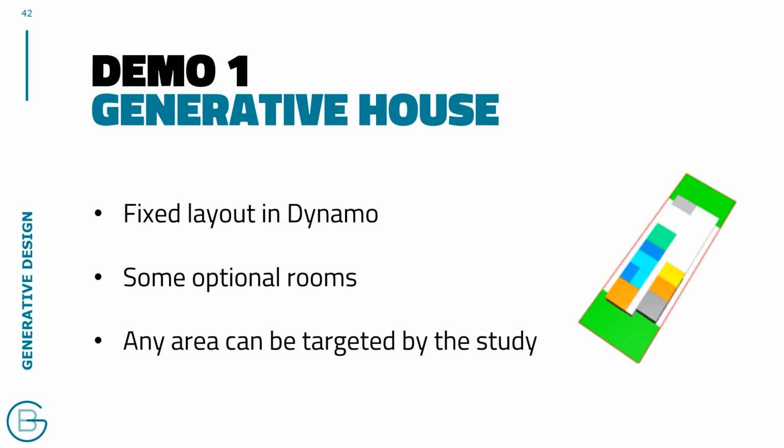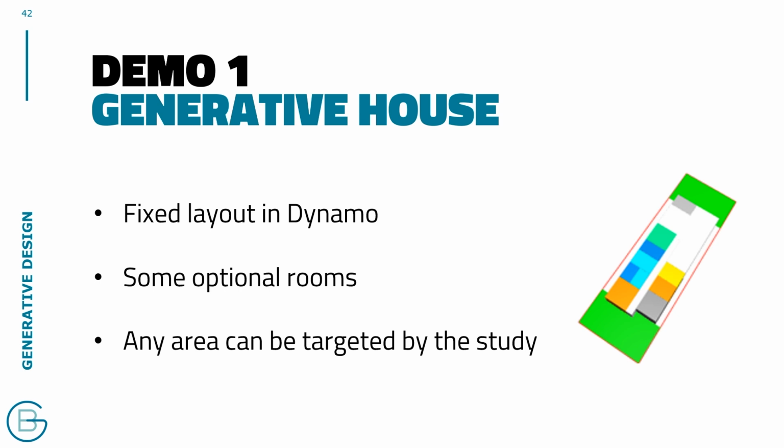So the first example I was going to show you is just going to show you a script, how it's moved into the Generative Design tool and what it does. In this case, I took a very basic house layout, just a single story house. I more or less treated it like a fixed layout, except for a couple of rooms that I made optional. And then I'm basically targeting any area from an optimization perspective. And I'm giving all these rooms just a little bit of wiggle room in how much area they can occupy.